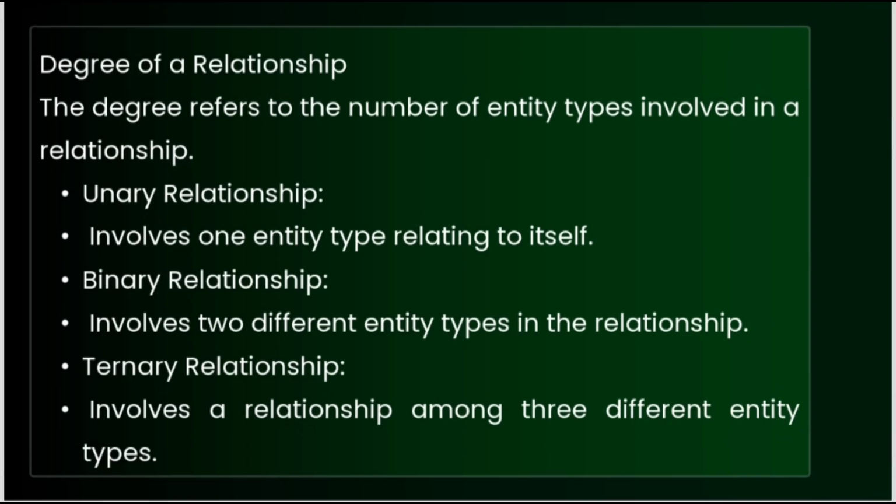Degree of a relationship. The degree refers to the number of entity types involved in a relationship. 1. Unary relationship involves one entity type relating to itself. 2. Binary relationship involves two different entity types in the relationship. 3. Ternary relationship involves a relationship among three different entity types.